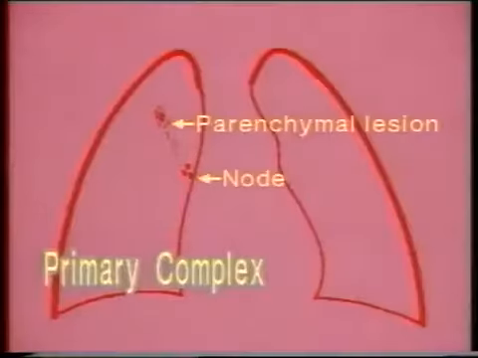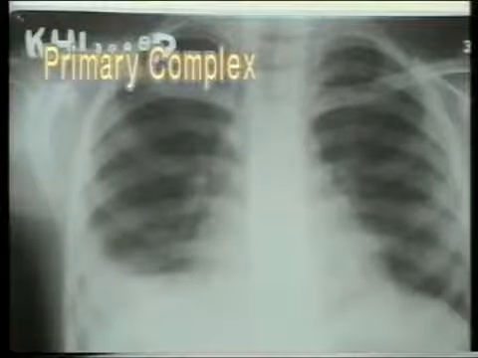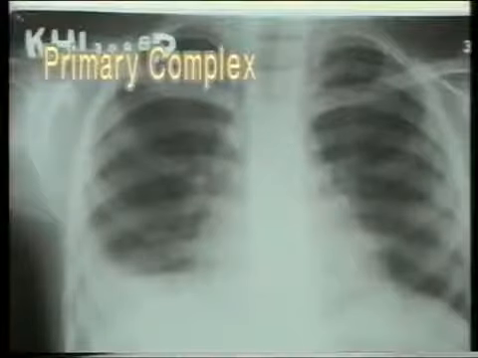The blue arrow shows the parenchymal infiltration in the lower lobe. And here we see both the lesions together, the parenchymal lesion and the hilar lymph nodes. So, a primary complex has a parenchymal lesion and enlarged hilar nodes. The parenchymal lesion may sometimes be very small or resolved, and then enlarged hilar nodes is the only evidence of a primary complex. This X-ray of a child shows a primary complex with a small pleural effusion.